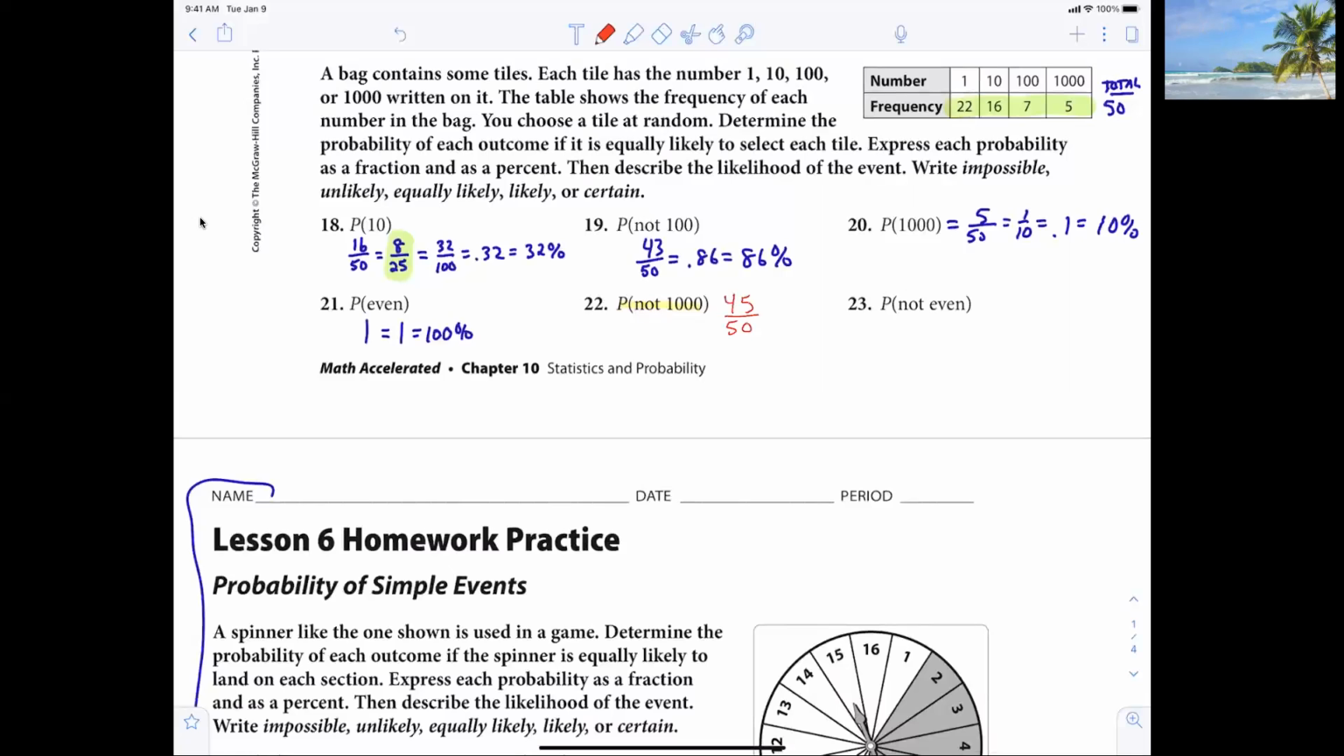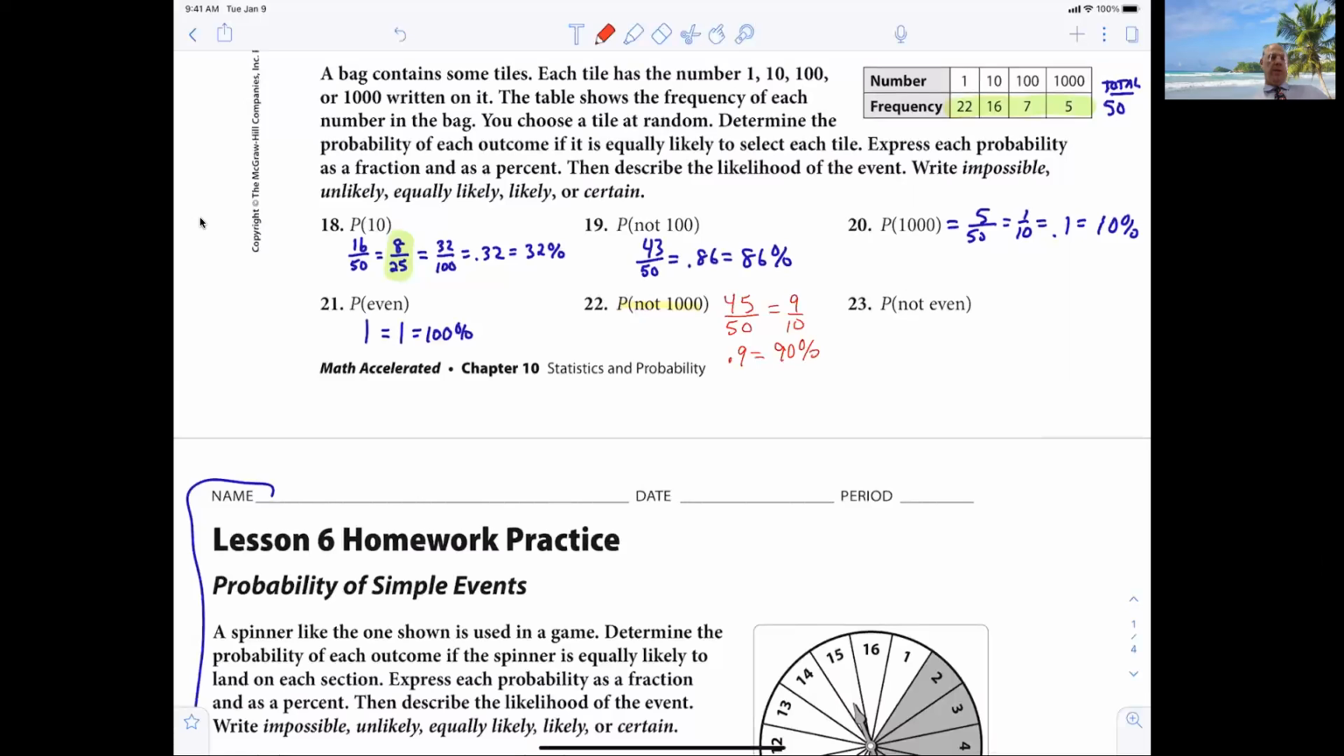All right, and then of course, 45 out of 50, we're going to reduce. All right, and what does that reduce to? 9 out of 10. So I want everybody to write that fraction down. It's 9 over 10. And then 9 over 10 is what decimal? Everybody should know 0.9. And then everybody should be able to say, well, that's just then what? 90%.